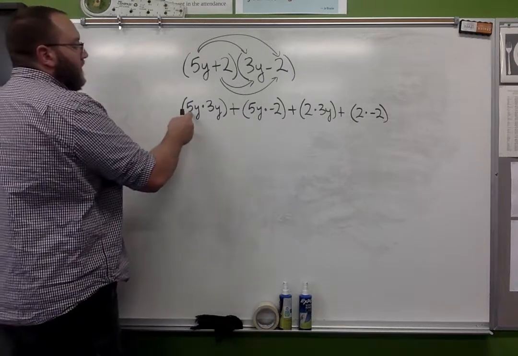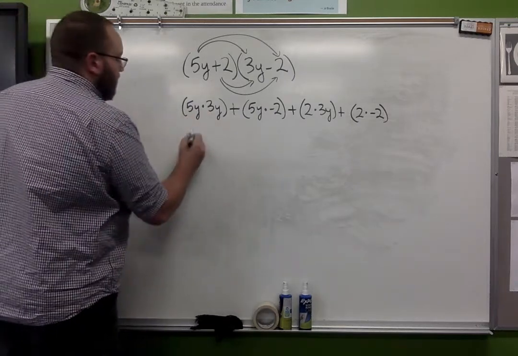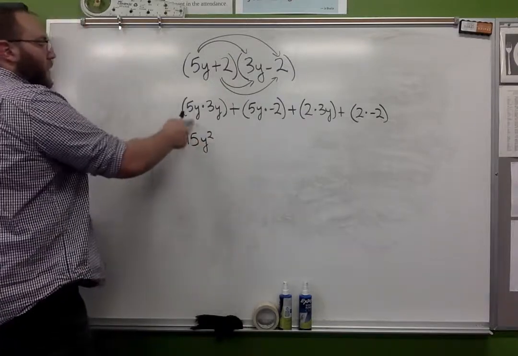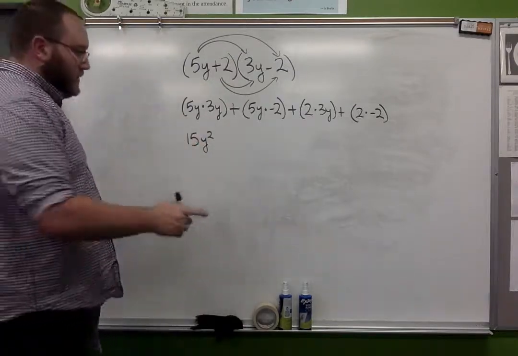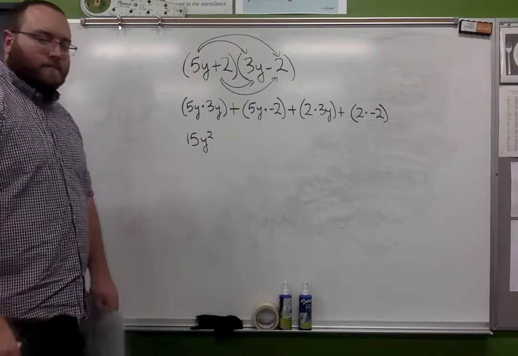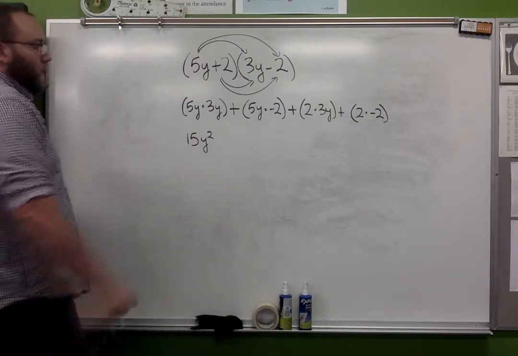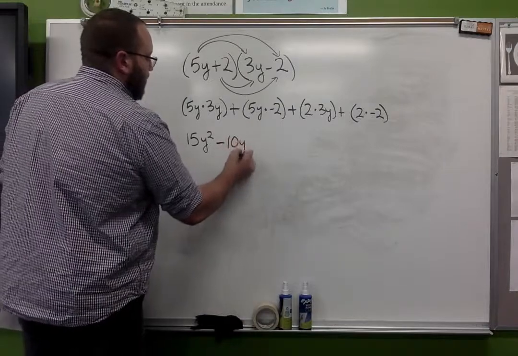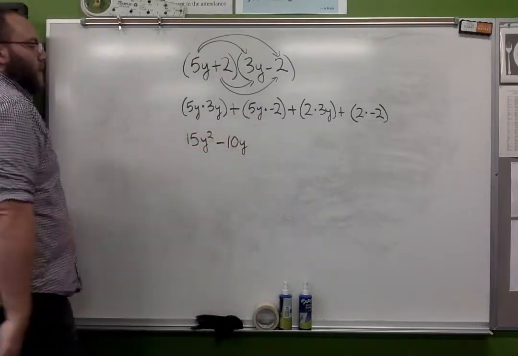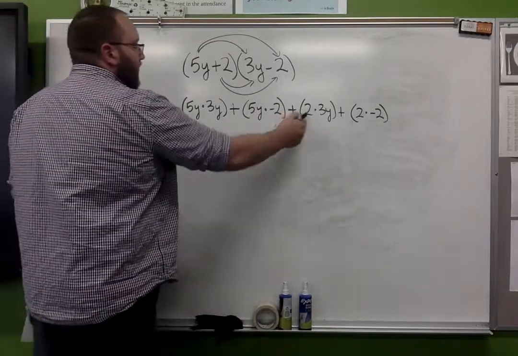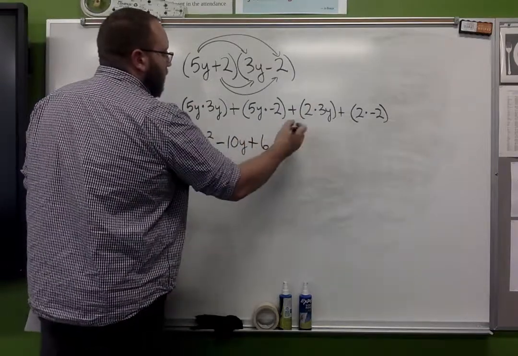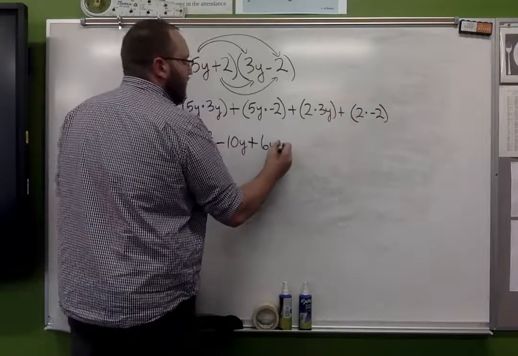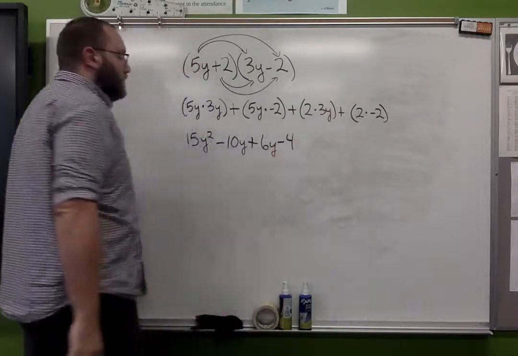Now, 5 times 3 is 15. Y times y is y squared. Okay, y times y, we're multiplying it twice. Exponent of 2. 5 times negative 2 is negative 10. And then we have our y being multiplied. 2 times 3 is 6, and our y being multiplied. And then 2 times negative 2 is negative 4.